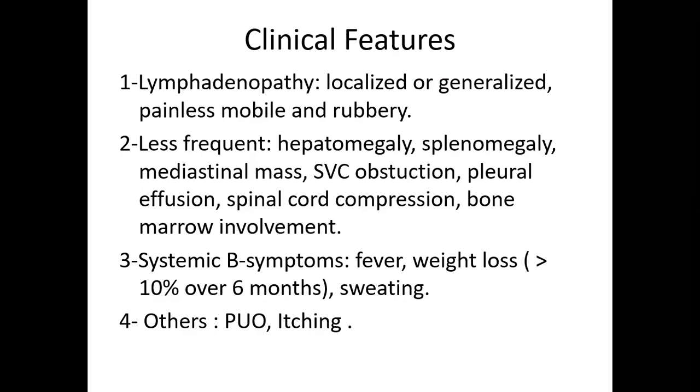Systemic B symptoms reflect the effect of the Hodgkin lymphoma on the body. The B symptoms include fever, weight loss more than 10% over 6 months, and excessive sweating. The presence of B symptoms in many patients indicates worse prognosis. Other presentations can be pyrexia of unknown origin or severe itching without a skin rash, and after a time, a lymph node will appear, and we can diagnose these patients with Hodgkin disease.